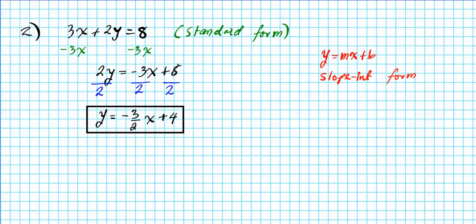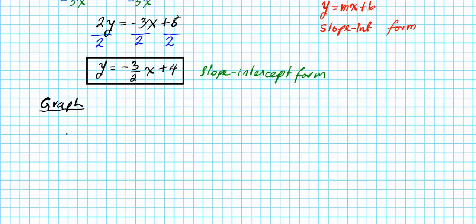All right, so let's go ahead and indicate the form. This is the slope-intercept form. All right, next we are going to graph. Let's go ahead and graph this. In order to graph the line, we just need the slope and the y-intercept. So the slope m, also known as your rate of change, is negative 3 over 2.